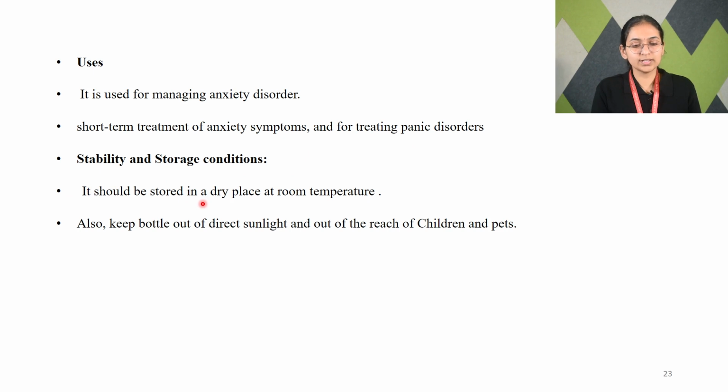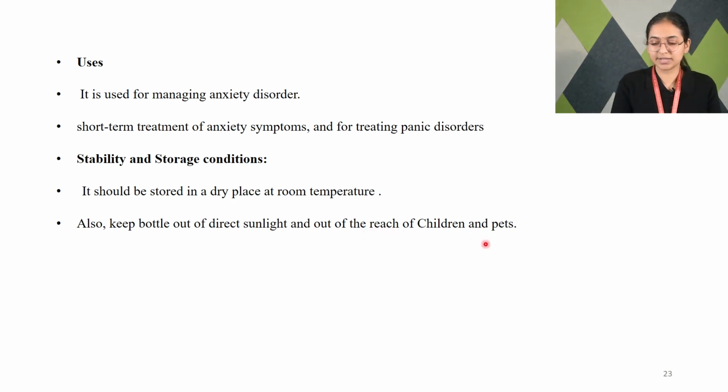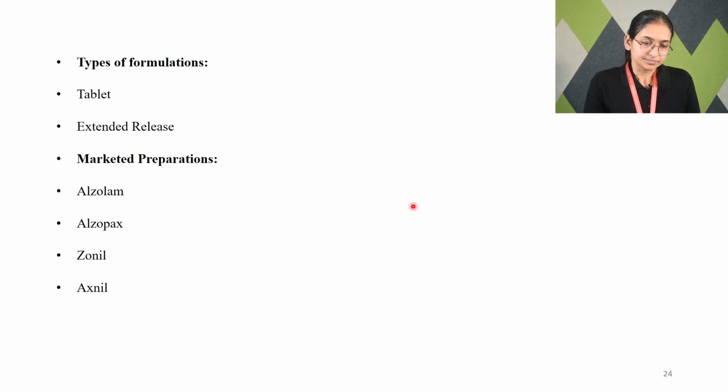It should be stored in a dry place at room temperature. Also, the bottle should be kept out of direct sunlight, and most importantly out of the reach of children and pets. Next is types of formulations. It is available in tablet and extended release form. The marketed preparations are Alzolam, Alzopax, Zonil and Exnil.